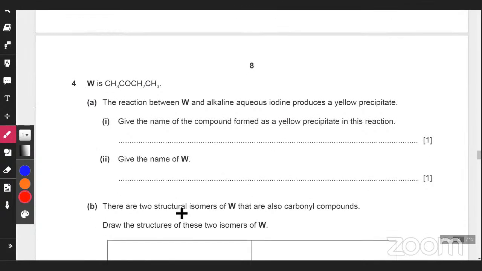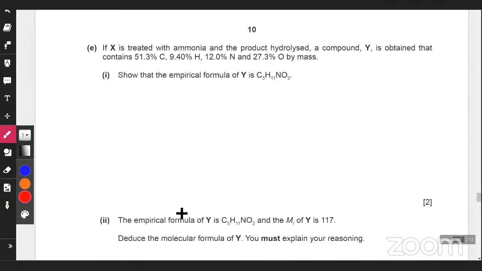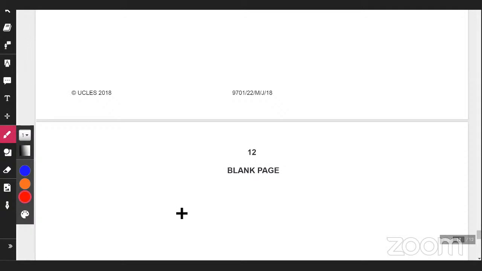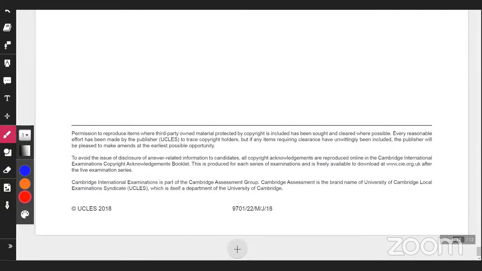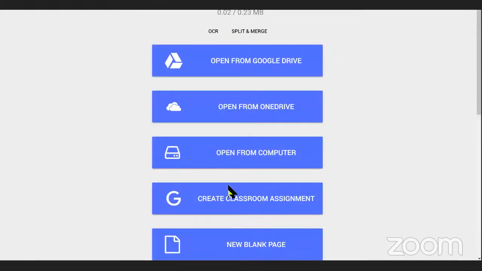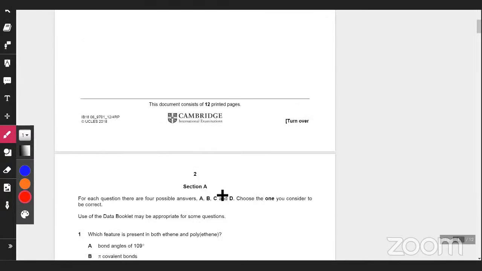So the next part is mostly organic, which we are still doing. So here we're done with this paper. Let's start a bit of the MCQ paper. I've left the organic part here. Just 1 second. So these are the MCQ questions.